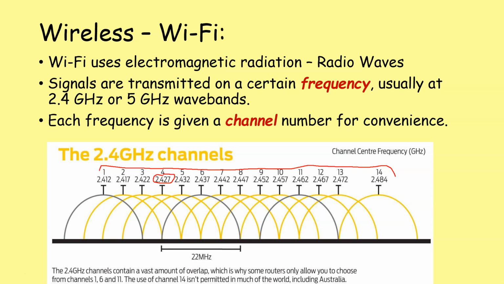So here, channel 4 is at 2.427 gigahertz. And each of these channels operates on a bandwidth of about 22 megahertz. So this is why we use channel numbers. Channel numbers are just more convenient than specifying the exact frequency. It's the same with TV channels, radio channels. You don't give the frequency, you give the channel. It's just easier.